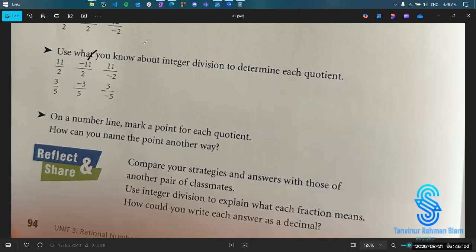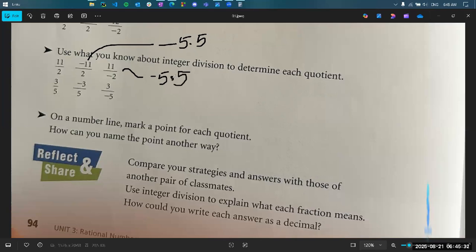So after that, here we will get positive 5.5 or negative 5.5. We're getting negative 5.5 according to sign rule. Here also we will get negative 5.5. Why are you sounding confused? We have already known the sign rules, right?